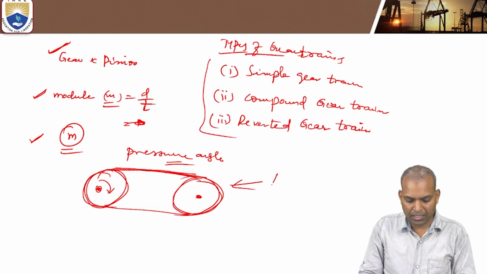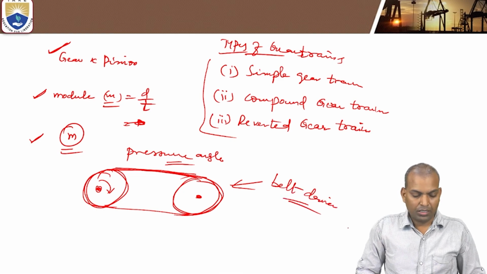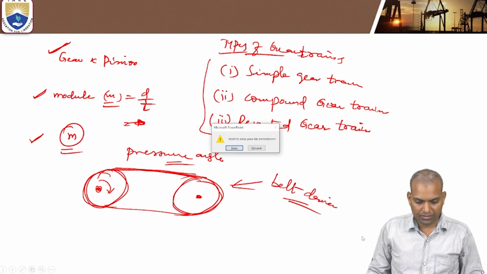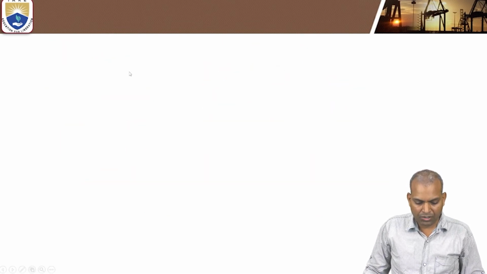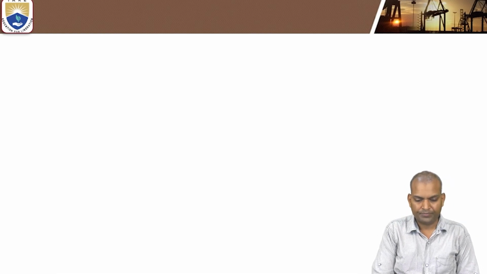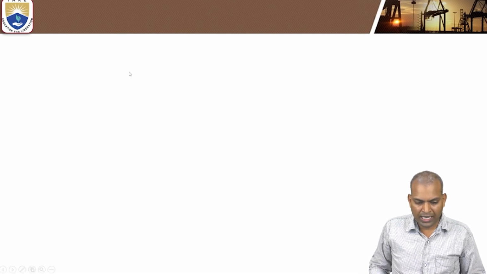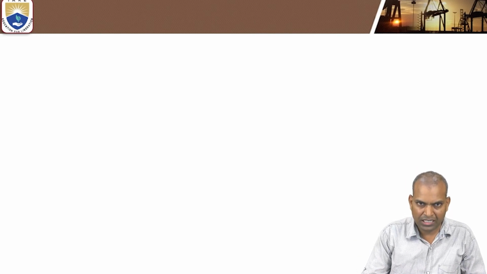Those are called belt drives. But in the case of gear trains, the power is transmitted by direct contact with each other. By direct contact, in this case the power will be transmitted. And one more thing, how do we find out the speed of the gears? There are various methods.